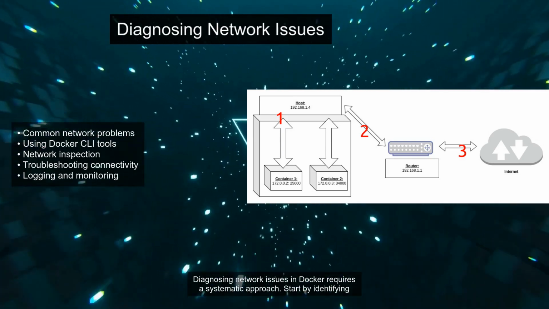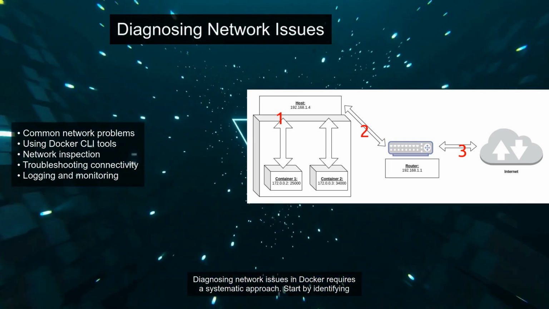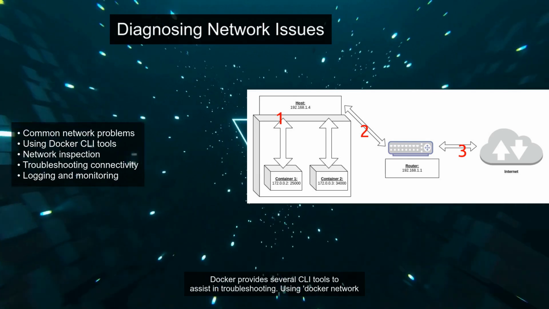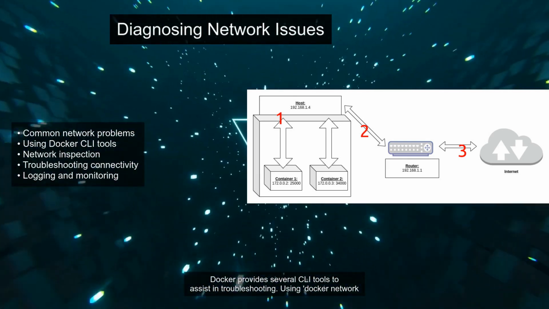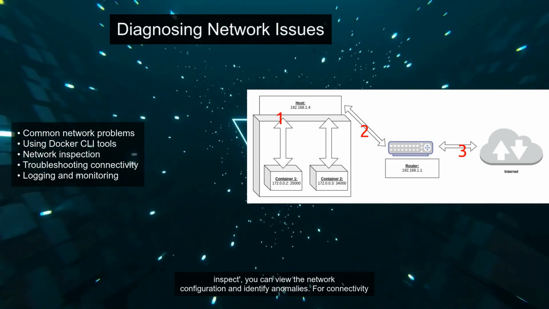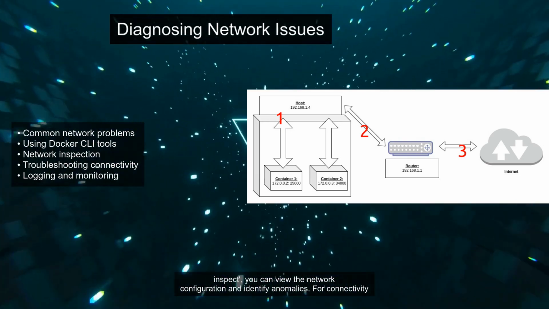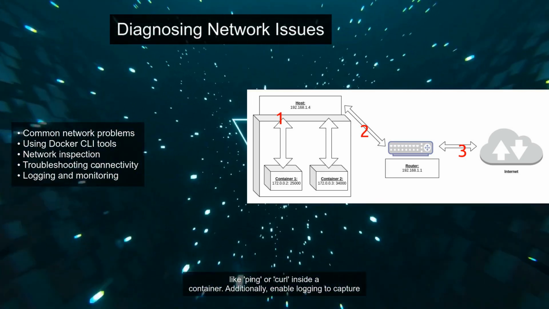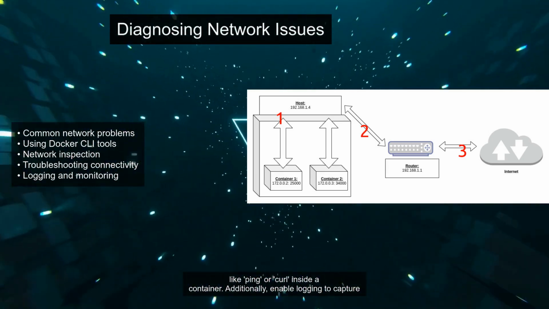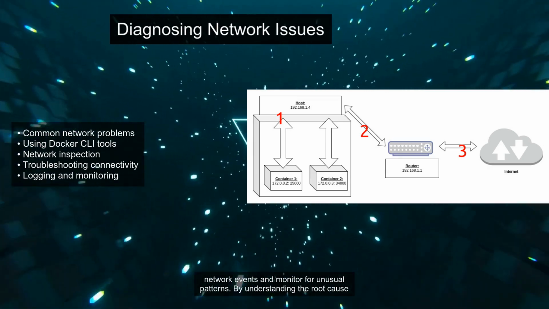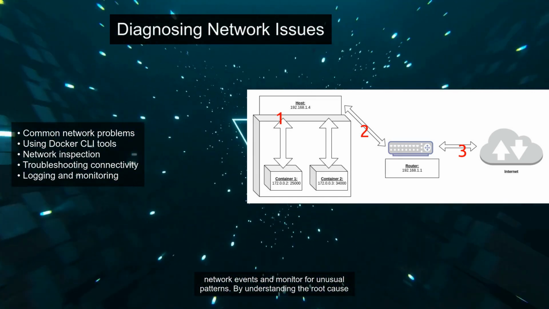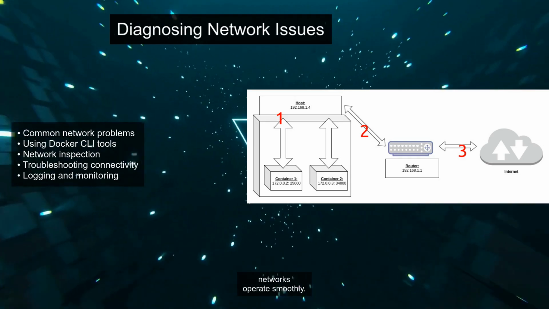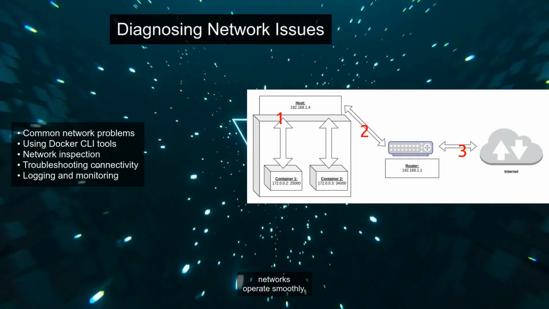Diagnosing network issues in Docker requires a systematic approach. Start by identifying common problems such as connectivity failures, DNS resolution issues, or misconfigured networks. Docker provides several CLI tools to assist in troubleshooting. Using docker network inspect, you can view the network configuration and identify anomalies. For connectivity issues, the docker exec command allows you to run network diagnostic tools like ping or curl inside a container. Additionally, enable logging to capture network events and monitor for unusual patterns. By understanding the root cause of the issues, you can apply targeted solutions and ensure your Docker networks operate smoothly.